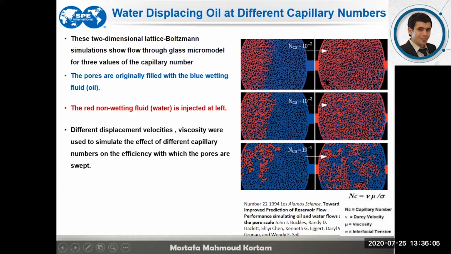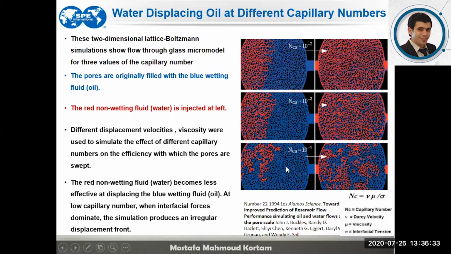But by decreasing the capillary number, we would have a different behavior, where we have some bypassed oil left behind. And with a very low capillary number, where the capillary forces are more dominant than the viscous forces, it would generate this kind of inefficient displacement. So the main task now is how to increase the capillary number.